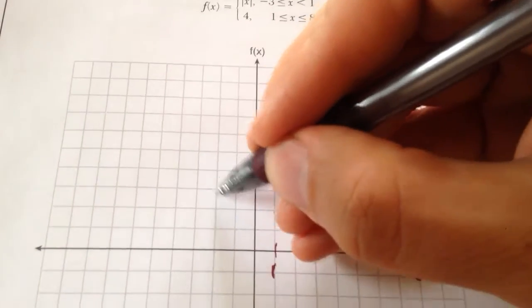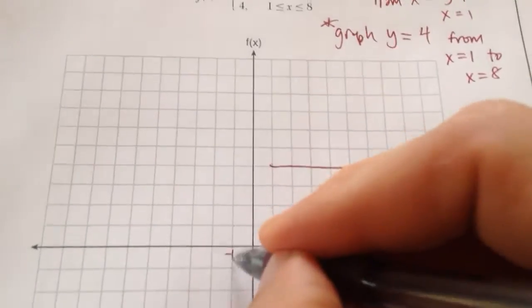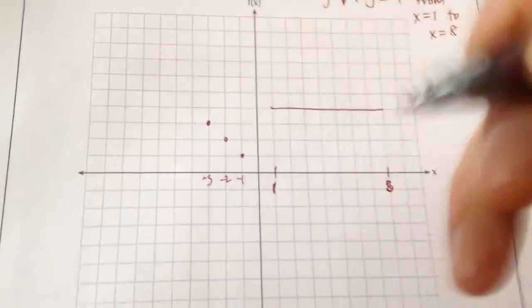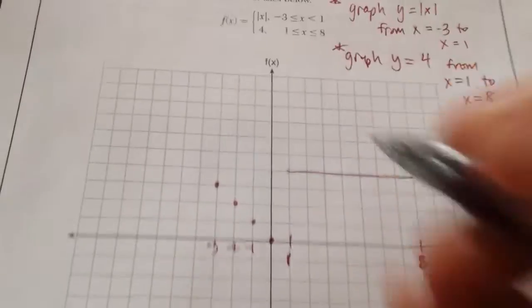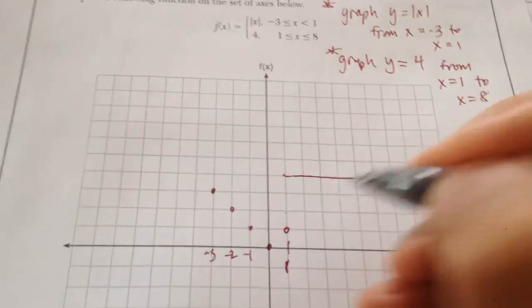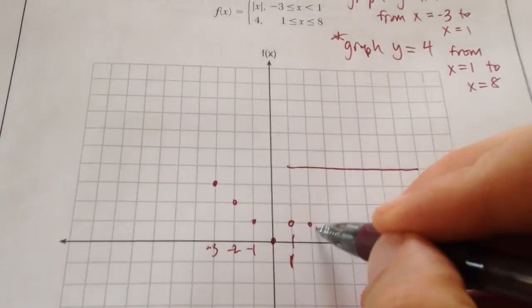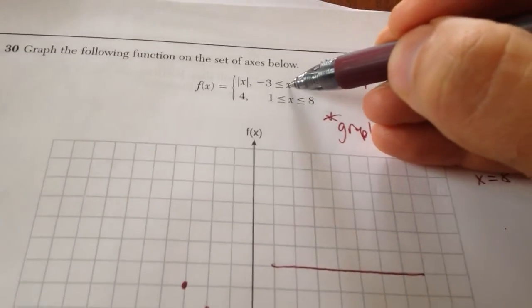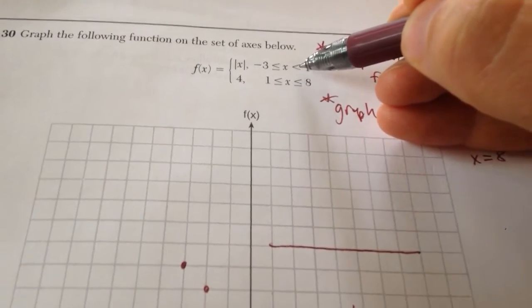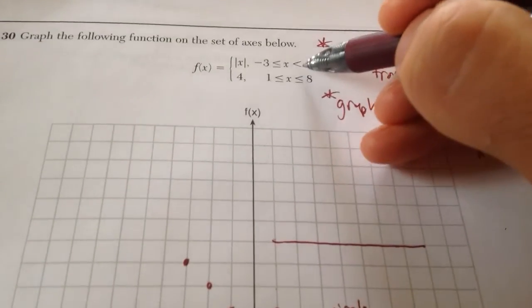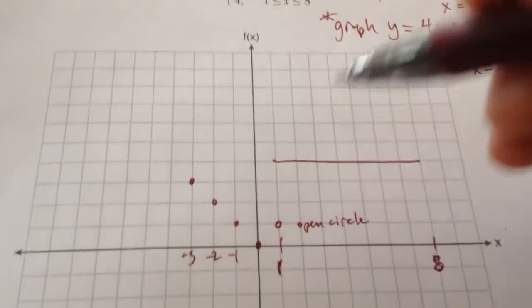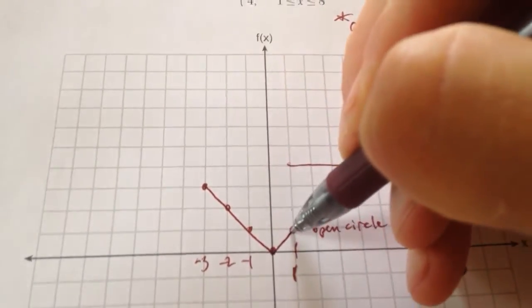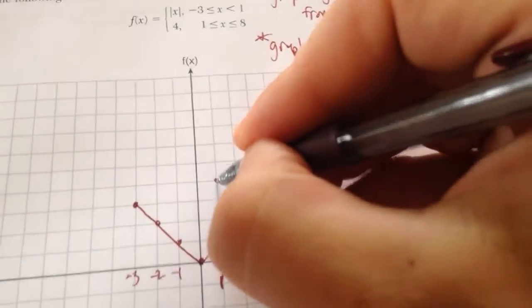Using my calculator, I know that I have, let's see, this is -1, -2, and -3. So this is going to be 3, 2, 1, 0. Now at 1, we have to use an open circle because it says x value is less than 1. Remember, with inequalities, you want to use an open or closed circle. In this case, you're going to use an open circle on x is 1. So now we're going to connect our graph like that.